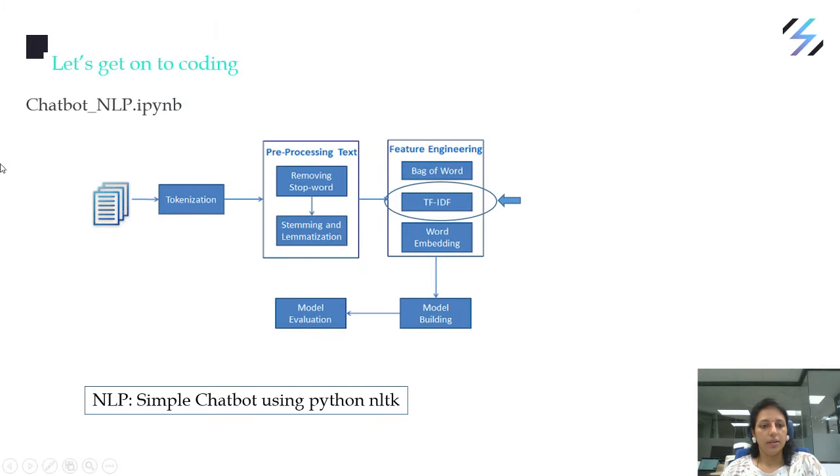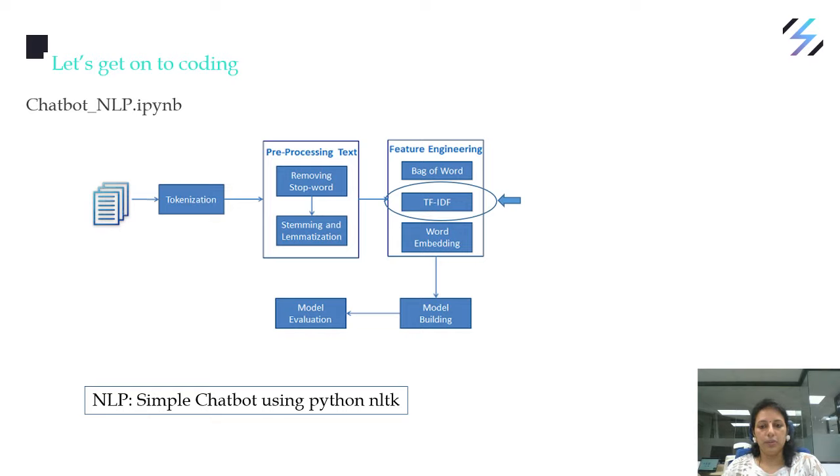Yeah. So this is how our chatbot works. We have a set of documents, or our corpus. Then we did the tokenization and the pre-processing, where we remove the stop words and lemmatization. And then we have to do the feature engineering part, where we have to compare the user's input with the set available with us, the corpus.